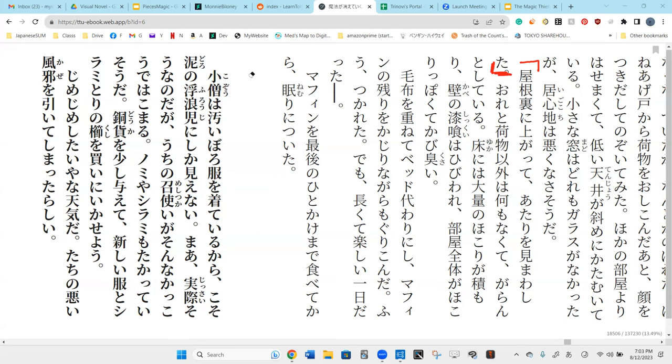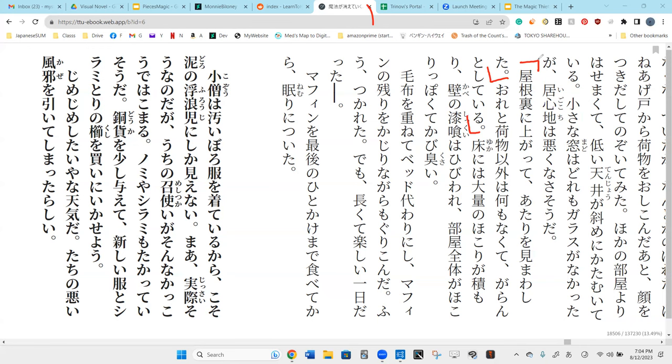Yane ura ni agatte, atari o mimawashita. Ore to nimotsu igai wa nani mo nakute, garan to shite iru. I went up to the attic and looked around at the surroundings.